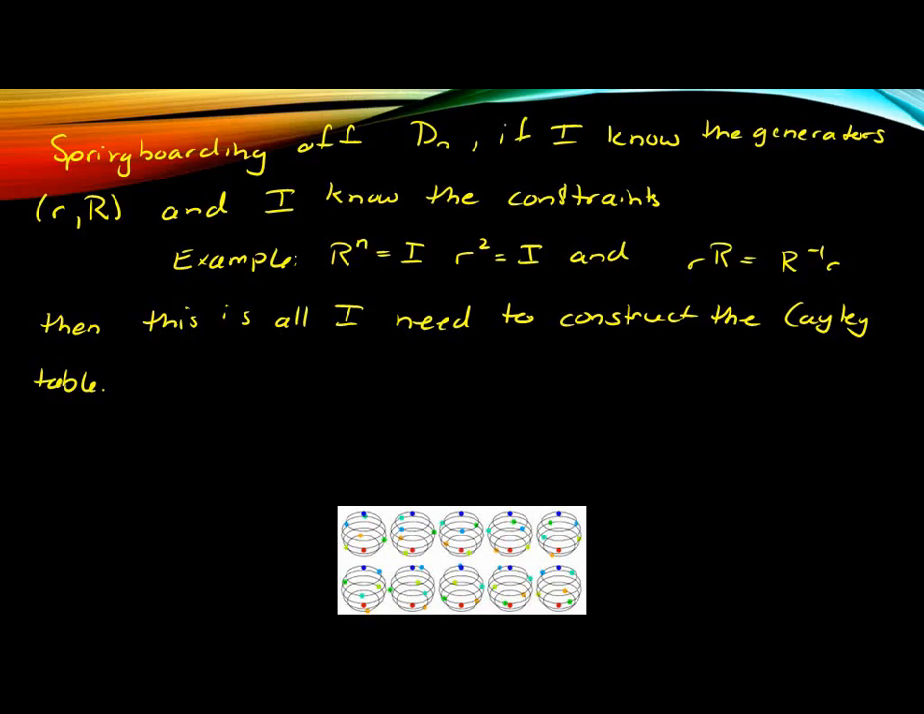So springboarding off the Dn, the whole construction of Dn, if I know the generators are little r and capital R, and I know the constraints, with this minimal information, I can create the whole table. This is all I need to know to construct the Cayley table, right? If I know the generators and the constraints, I have the group from this information. It's that mathematical way of thinking. I just have a few guys that tell me the whole thing.